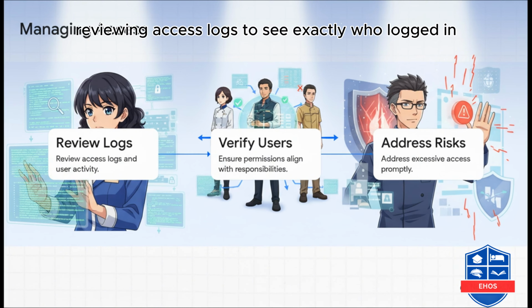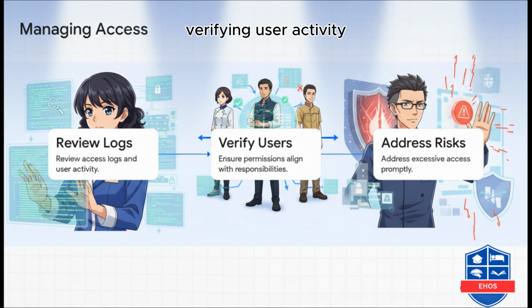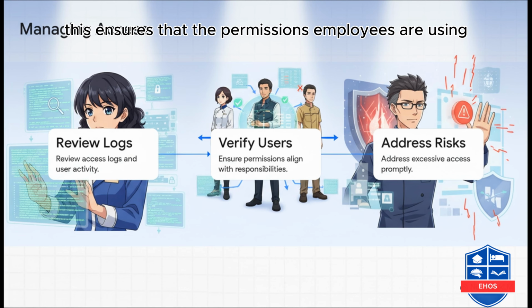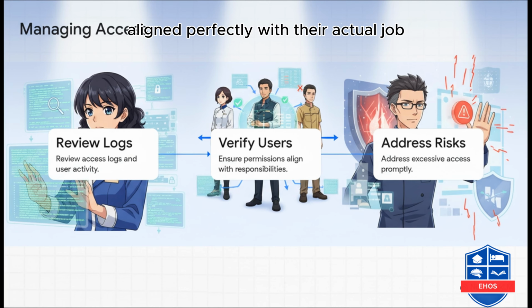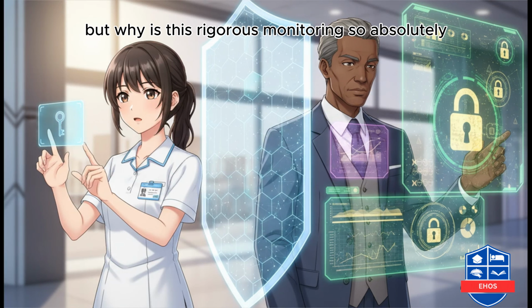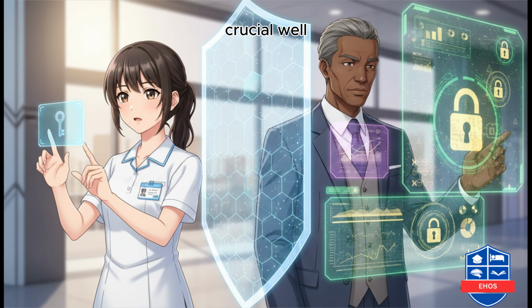Step 1. Reviewing access logs to see exactly who logged in and when. Step 2. Verifying user activity. This ensures that the permissions employees are using align perfectly with their actual job responsibilities. And Step 3. Addressing security risks promptly. If something looks even slightly out of place, the night auditor has to act immediately to secure the system. But why is this rigorous monitoring so absolutely crucial?